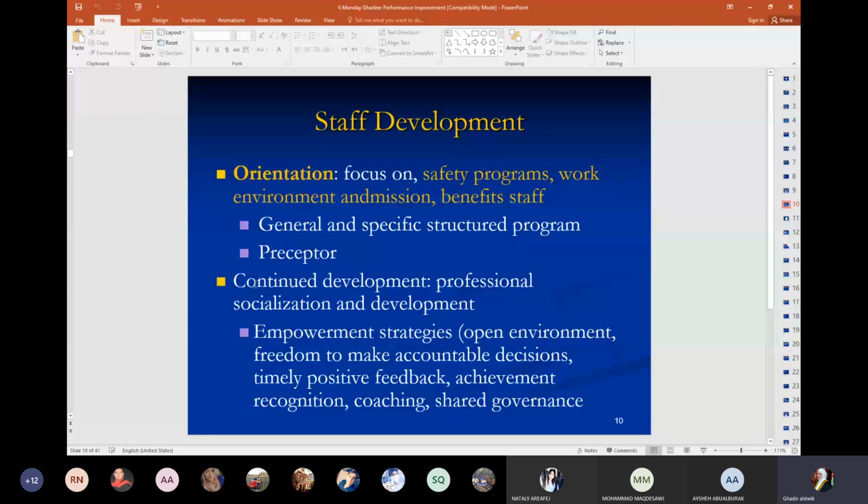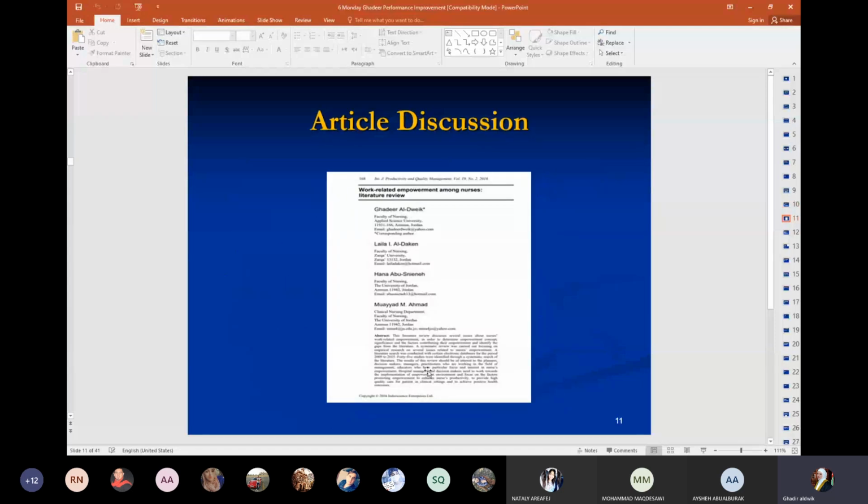During staff development, we have to do a continuing education program, continued development program, professional socialization and development. Empowerment strategies are one of the main strategies to develop the skills of our nurses in the hospital. We can do open environment, freedom to make accountable decisions, timely positive feedback, achievement, recognition, coaching, shared governance. To cover empowerment, we will discuss an article related to empowerment among nurses as a literature review. I will share it now with all of you to mention some strategies for empowerment among nurses.